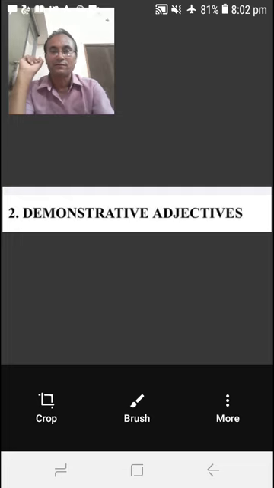There is a difference between demonstrative determiners and demonstrative pronouns. Let's see an example. That is my book. Here, that is not an adjective. Here it is a demonstrative pronoun.